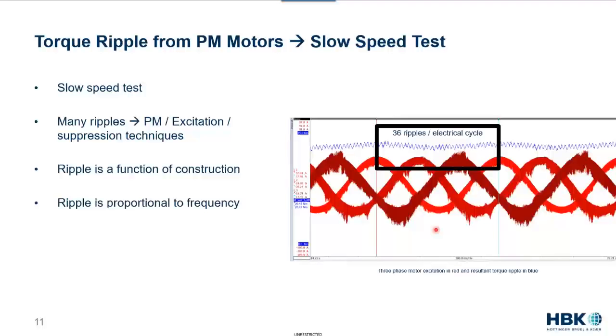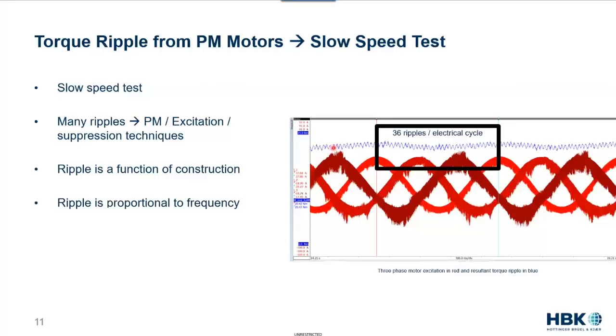So let's look at an example for a permanent magnet motor. This example you can see is a 3-phase excitation. Here's my 3 phases of current in red. The blue signal is the torque. And you can see that oscillation, that's the torque ripple.